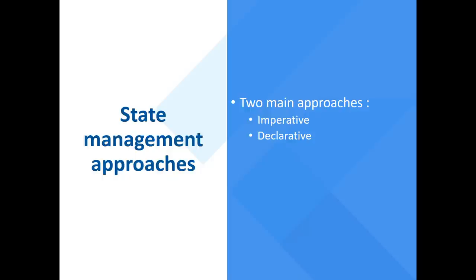Now the question: how to manage the state? In general, there are two main approaches to manage the states. This one is coming from the programming paradigm, whereby we have imperative and declarative. So doing state management also has these two main approaches. The first one is the imperative approach. The second one is declarative. So let's take a look at what is an imperative state management and what is a declarative state management.